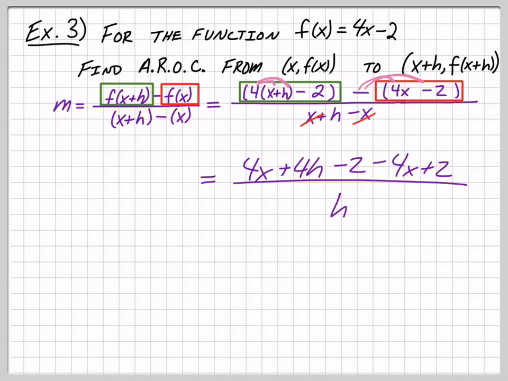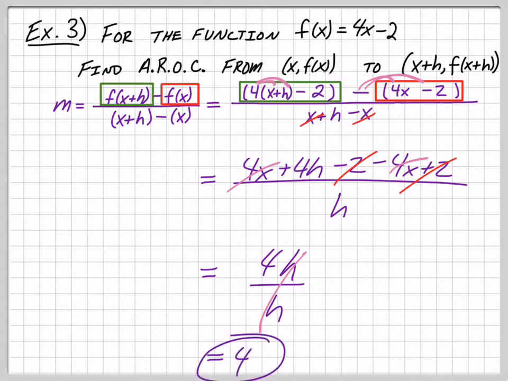Now some stuff really cancels. Let's see, we've got the 4x's, those are gone. The 2's, those are gone. So really we just have 4h over h, better known as, after those h's cancel, just 4. So this one actually shouldn't be that surprising to you.